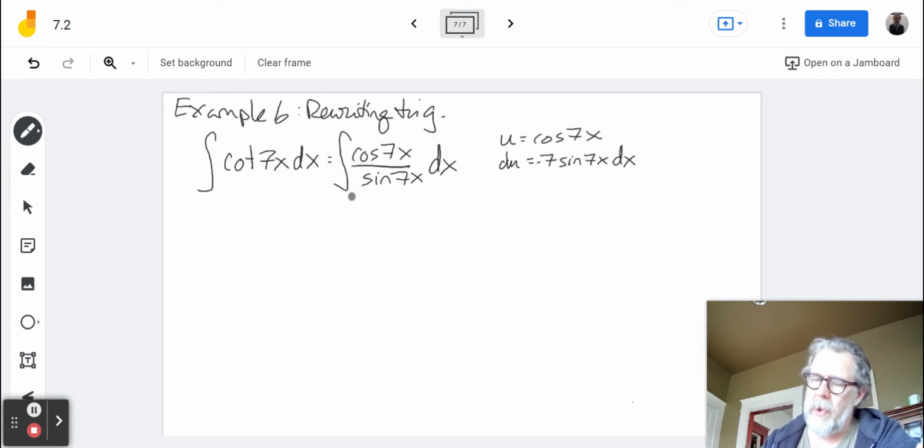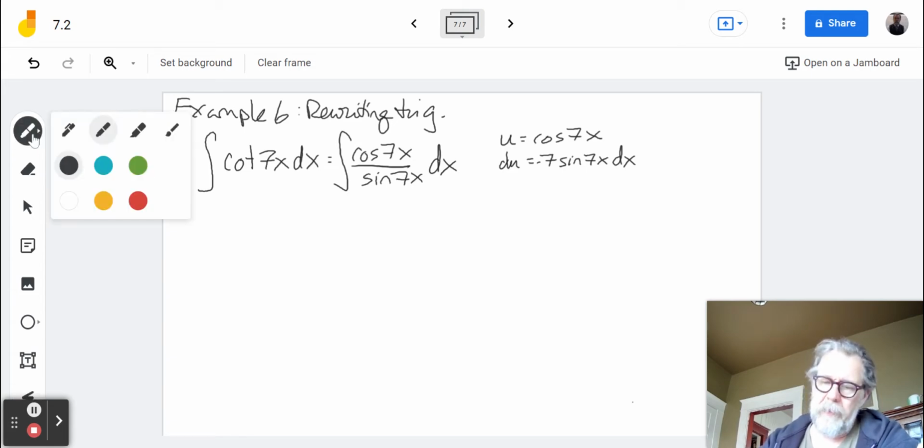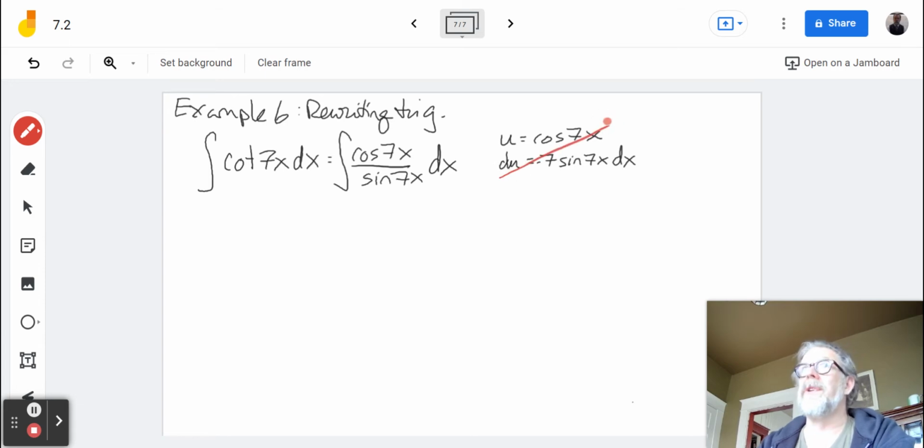Notice that we do not, in fact, have a sine of 7x dx in our equation because the sine is in the denominator of the equation. So that's not going to work. Let's put a little red X through it to show that it is not going to work.